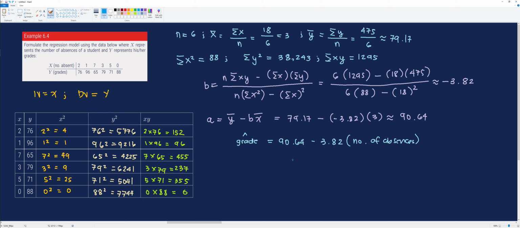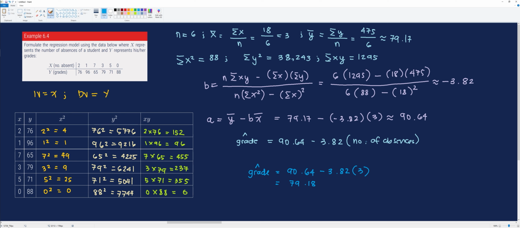For example, if the student was absent 3 times, using the regression equation, we can estimate his or her grade, and that is 90.64 minus 3.82 times 3, which is 79.18.